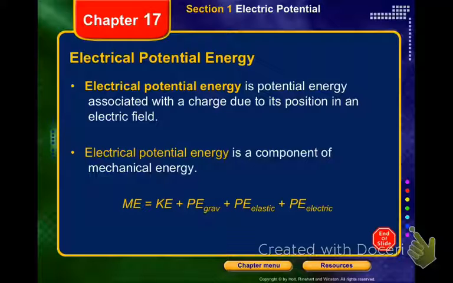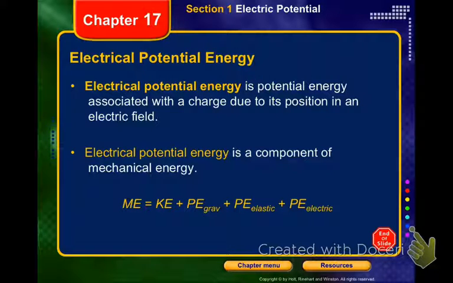Talking about electric potential, it is a type of energy to add on to the other types of energy that we've learned about. And this is a potential energy associated with charge due to its position in an electric field. So when we finished up Chapter 16, we were talking about electric fields, and now we're going to talk about the energy associated with those.